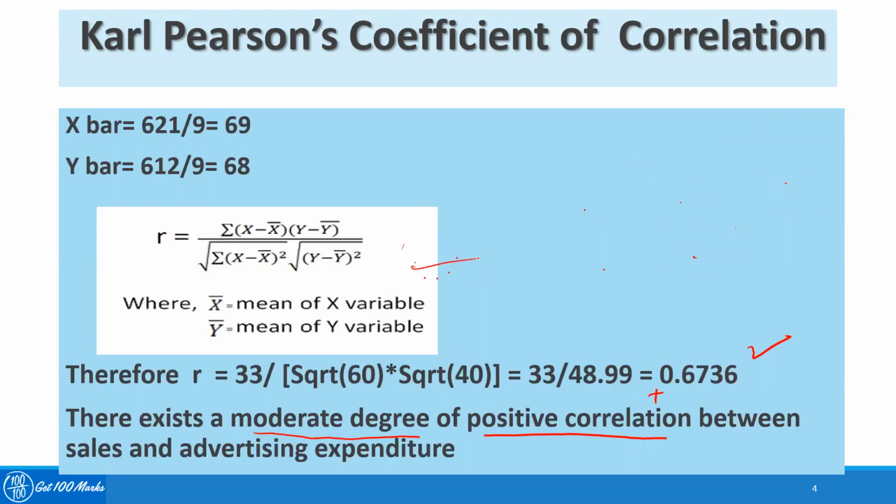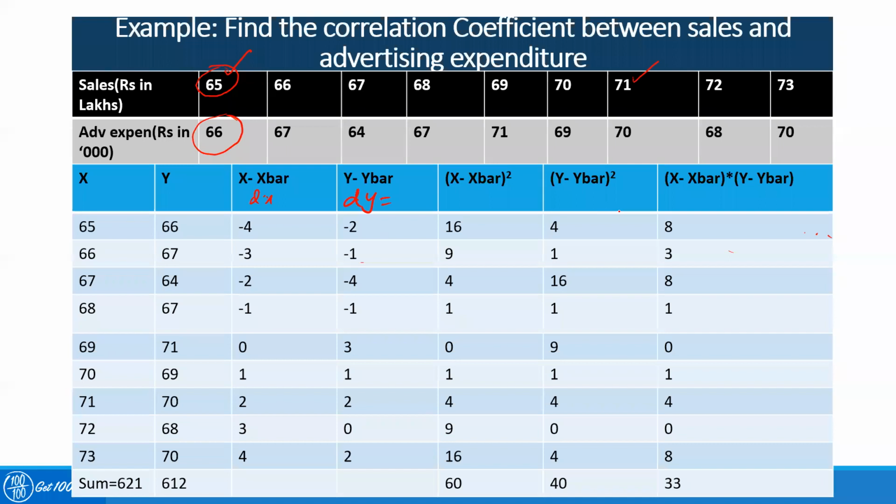If you observe here, the value of x bar is 69 and y bar is 68, so our calculation is quite easy here. There is no decimal. But in case there is a decimal, we use another method, which is called the assumed mean method. In my next video, I'll be discussing how to calculate the Pearson correlation coefficient using the assumed mean method.